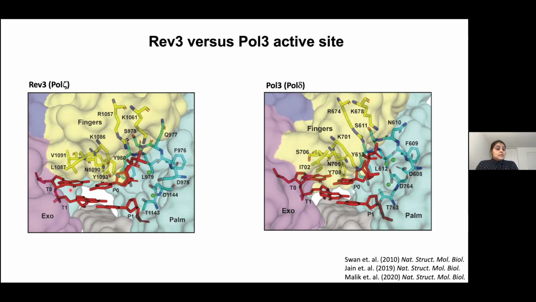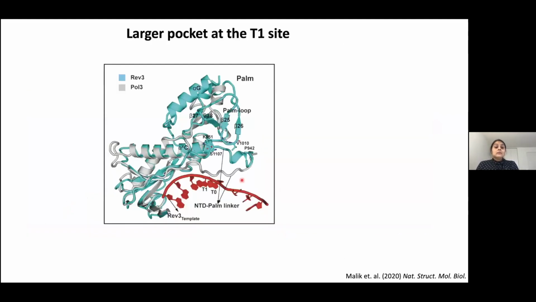So this was what we see around the T0, P0 site, but upstream at the T1 site, the story is much different. The T1 site is the place where the lesion would come in once a Y family polymerase has put in a base opposite it. So in Rev3, what we see is a large pocket around this T1 base. This is illustrated in the next slide, where the DNA is in red, the Rev3 is in blue, and Pol3 is in gray.